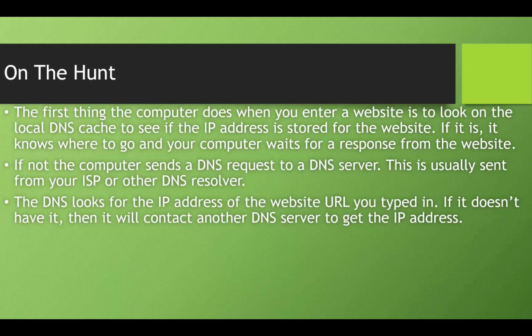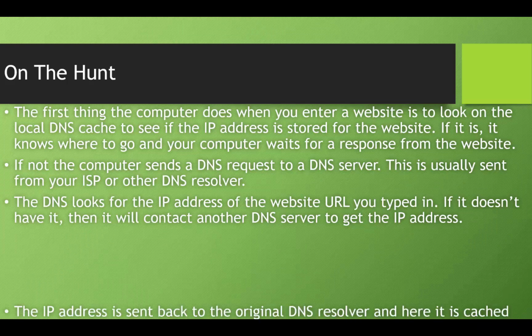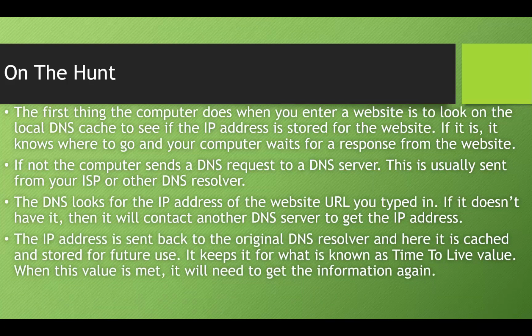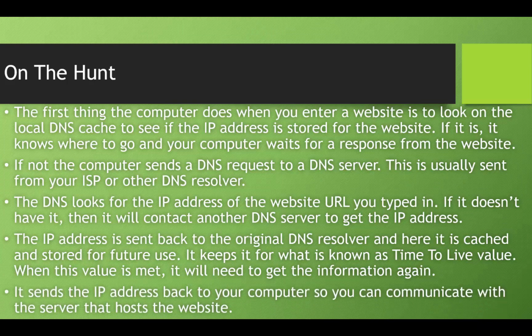Please wait here. Now, if it doesn't have it and it's flipping through the phone book and it can't find it, then it will contact another DNS server to get the IP address. Now, the IP address is sent back to the original DNS resolver, and here it is cached and stored for future use. Now, how long does it stay on the server that didn't have it? Well, it keeps it for what is known as a time to live value. When this value is met, it will need to get the information again because that information is erased.